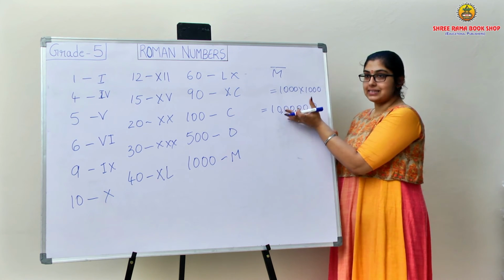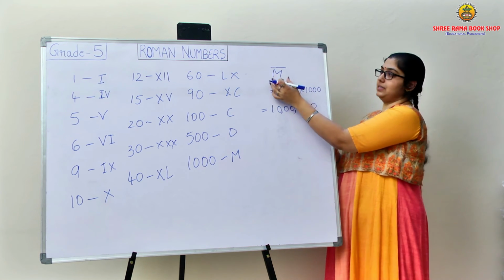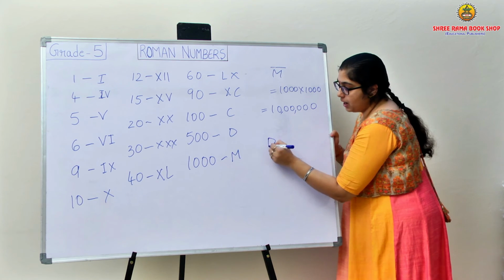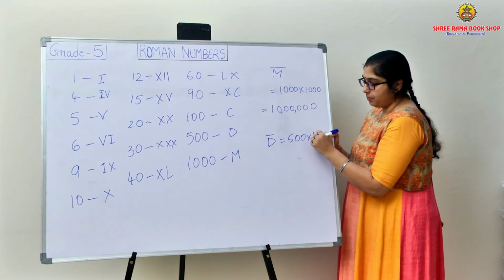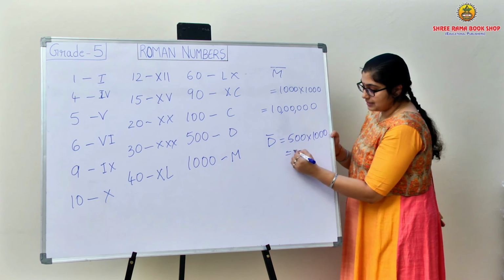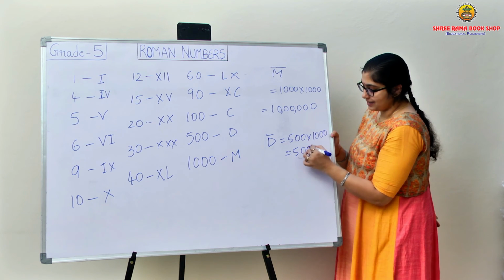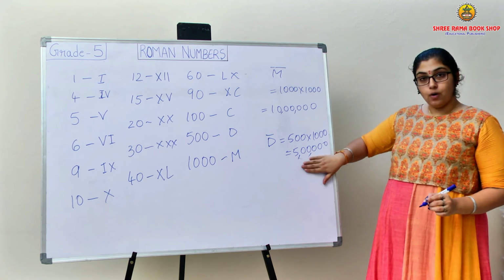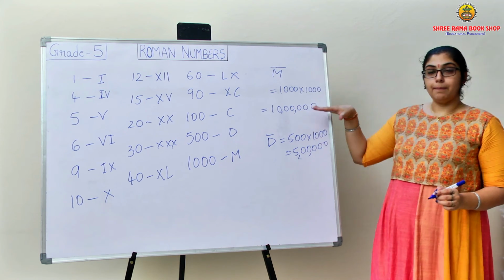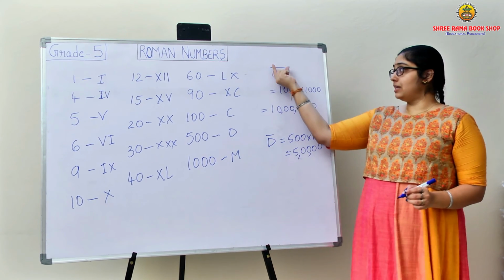So up to 10 lakhs I am able to form the Roman numbers. M bar, D bar. D bar represents what? D is nothing but 500 and the bar value represents 1000. So here I will have 5 lakhs, right? So I will have the value 5 lakhs. So this is how I form higher number Roman numbers by using bar.